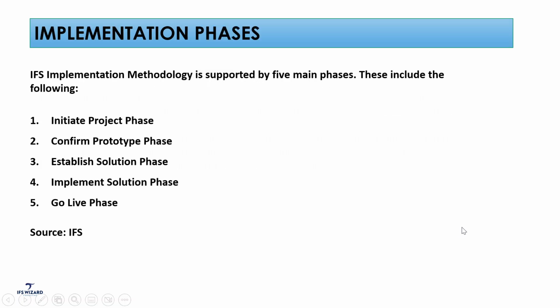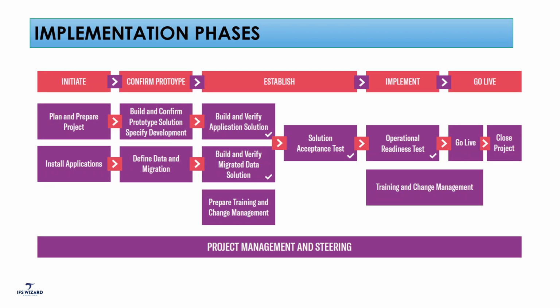Okay, so moving on to the implementation phases. As I described earlier, these are the 5 phases that we have, as defined in the IFS implementation methodology. You have the initiate phase, confirm prototype phase, establish solution, implementation, and go live. So let's deep dive and see what each phase means.